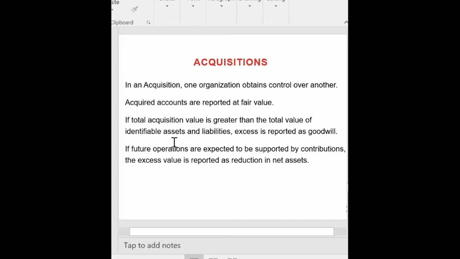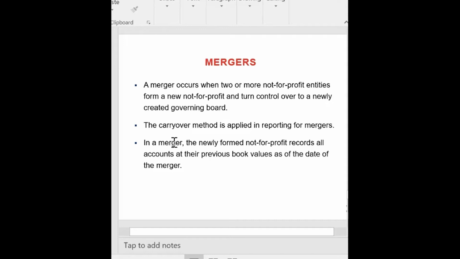Now the entity that they are going to acquire could be supported by contributions and donations, or it could have specific fees and revenue. If those entities are supported by contributions, then the excess value can be reported as a reduction in net assets as opposed to goodwill.